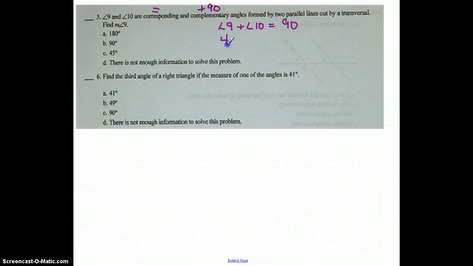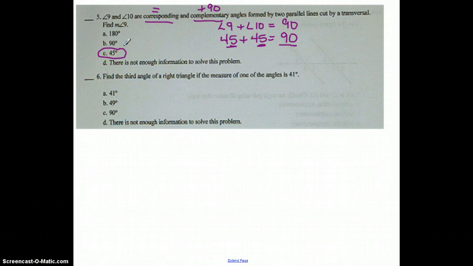The only numbers that would work for that is if I had 45 for both of these, because 45 and 45 would be 90. So that means that it would satisfy this complementary part, that it has to equal 90, and the corresponding part that both of these will be equal. So that means C will be your answer.